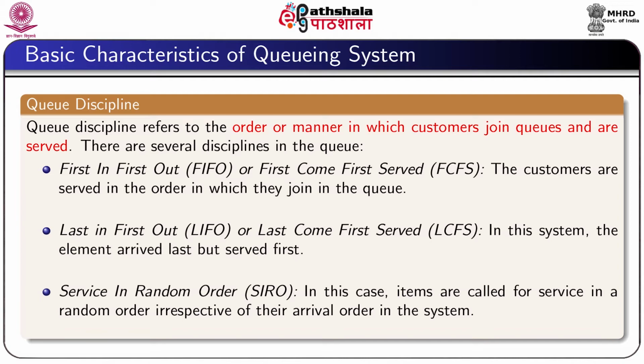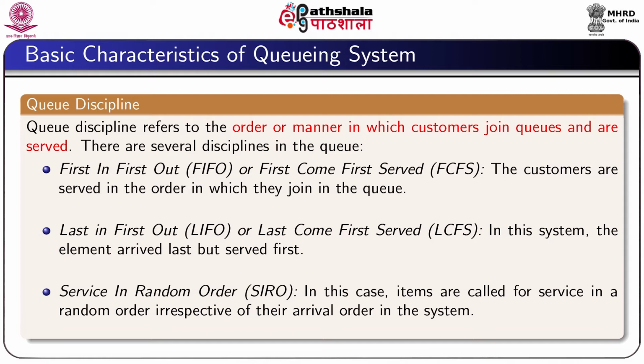Last in, first out or last come, first served discipline. In this system, the element that arrived last will have a chance of getting service first. In general, this does not happen in a system where human beings are involved, but this is quite common in inventory systems. In a big godown, the units which come last are taken out first.